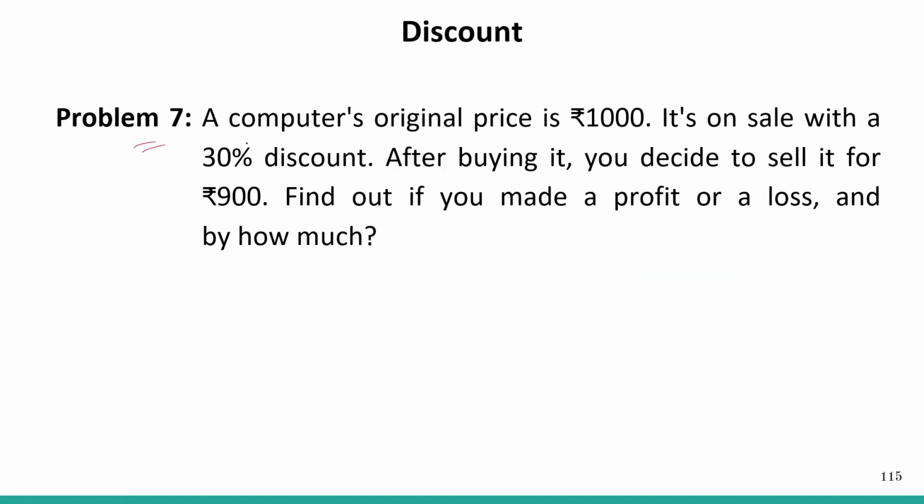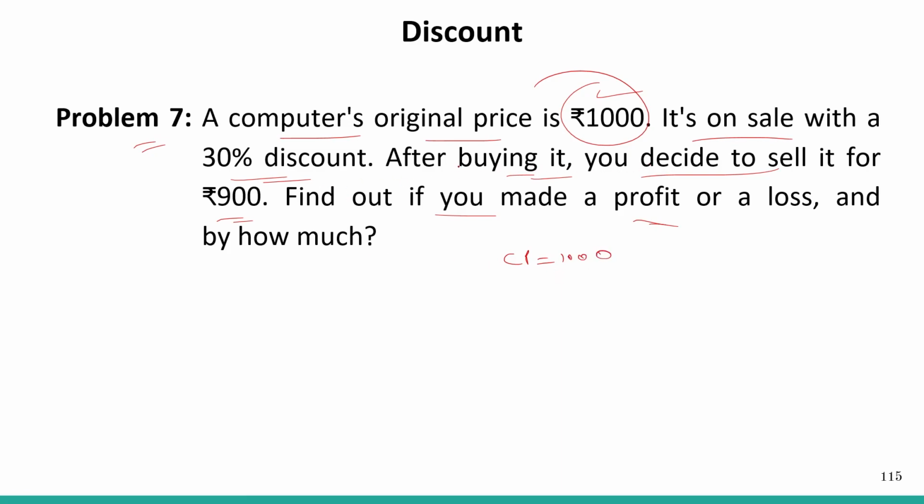So let's see problem number 7. A computer's original price is 1000 rupees. It's on sale with a 30% discount. After buying it, you decide to sell it for 900 rupees. Find out the amount that you have lost or gained in profit, and if you have either of these two, then by how much? So the original price is this, CP is equal to 1000, is given to you.